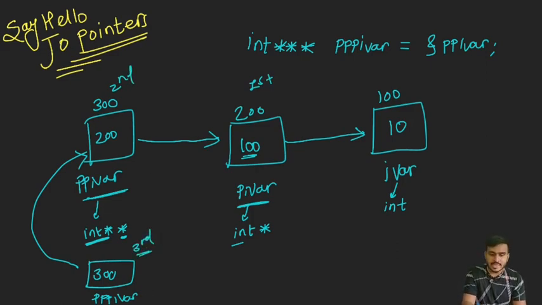Okay, and what is its data type? Its data type is int triple star. So the data type of a first level pointer is int star. The data type of a second level pointer is int star star. The data type of a third level pointer is int triple star.